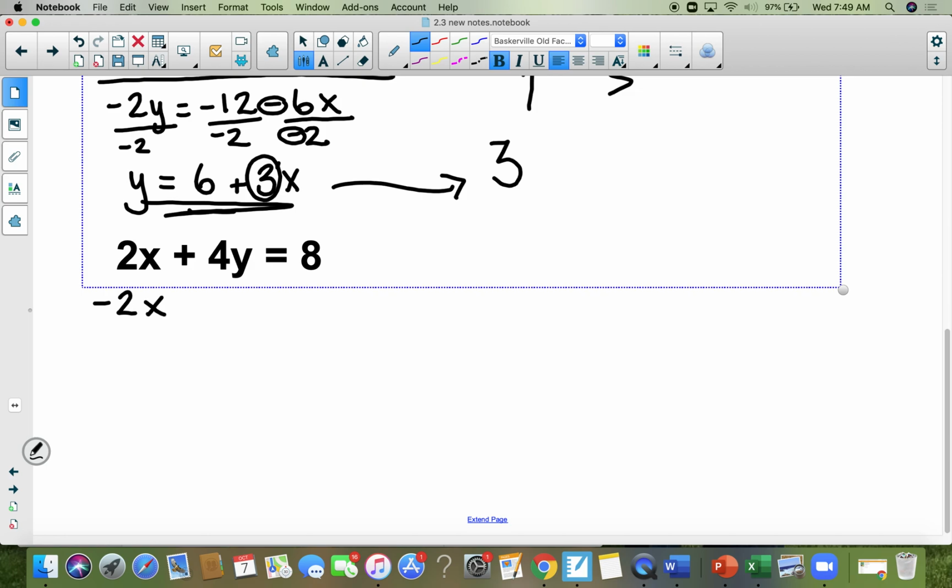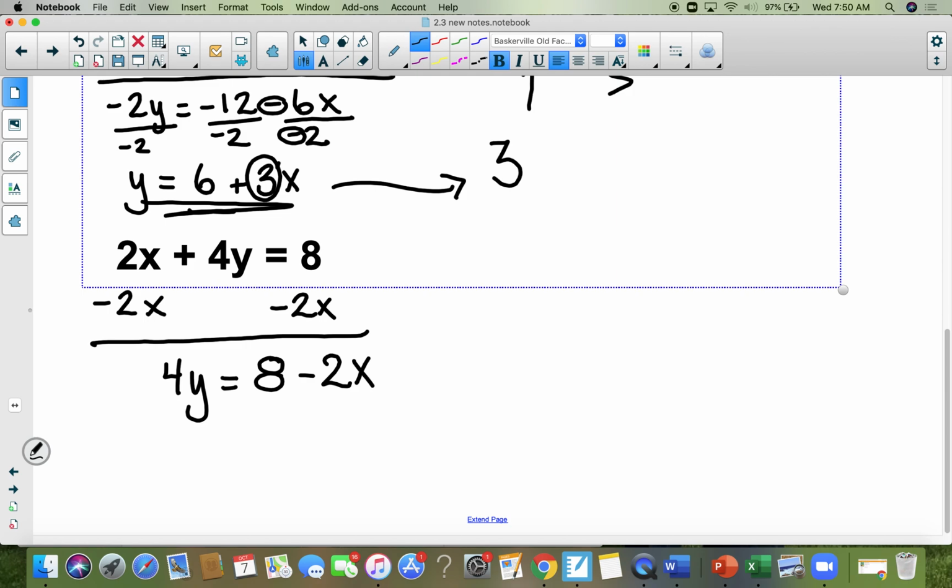Subtract 2x to both sides. 4y is equal to 8 minus 2x. It's not in the right form yet, so I have to divide everything by 4. Y is equal to 8 divided by 4 is 2 minus 2/4.